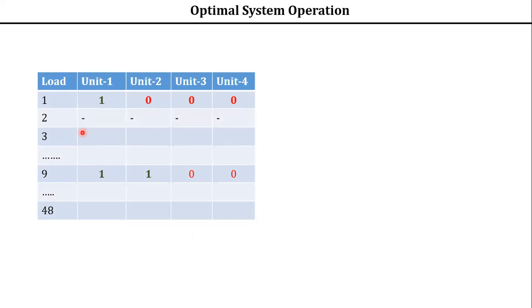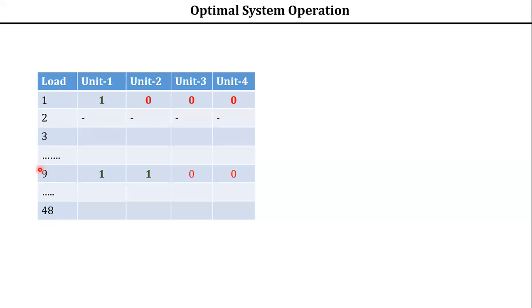This is the load. Now there are totally 4 units, isn't it? Each is of 12 megawatt. So what is the maximum load that these generating units can take? Each unit is 12 megawatt. There are 4 units. So obviously 48 megawatt. Isn't it? 48 megawatt. So load when it is 1 megawatt, 2 megawatt, 3, etc.